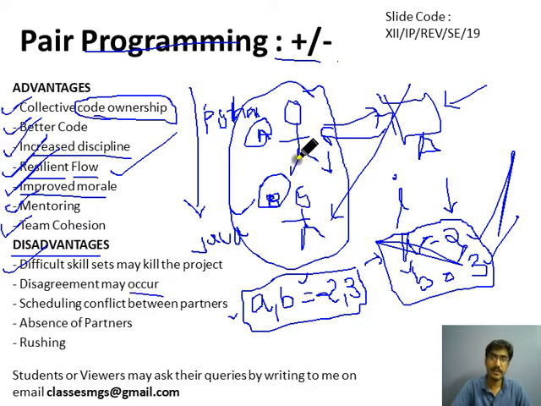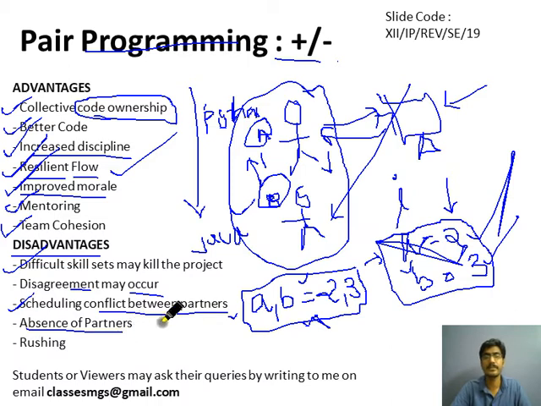Disagreement may occur. Let's suppose one is saying that this code is better, and another is saying that this code is better, then it will end up in disagreement between the ideas. Now, scheduling conflict between the partners. There might be some personal conflicts, then it may interrupt and hamper the software development.